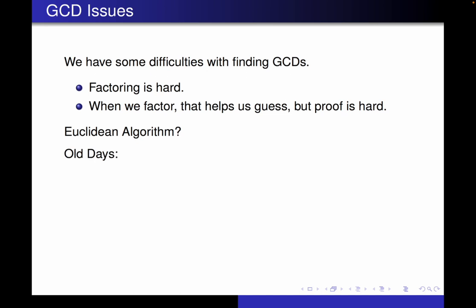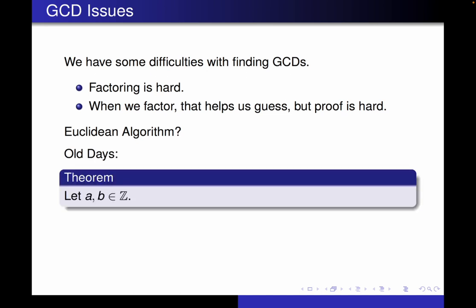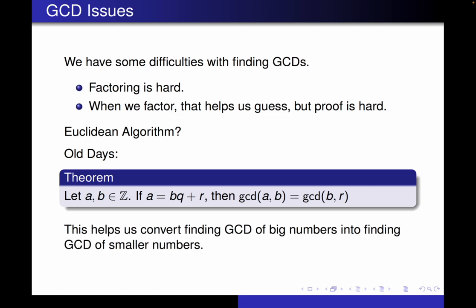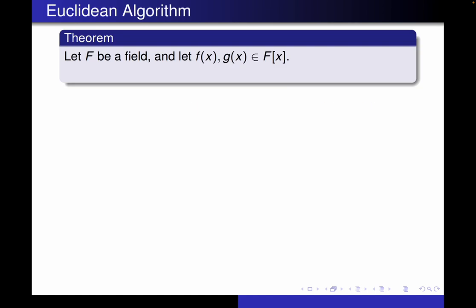So what did the Euclidean algorithm look like in the old days? Well, basically, it was this theorem that was used recursively to find the GCD. If you have integers a and b, and if a is equal to bq plus r, then the GCD of a and b is equal to the GCD of b and r. And of course, this helps us convert finding the GCD of big numbers into finding the GCD of smaller numbers using the division algorithm, and we can keep on going.